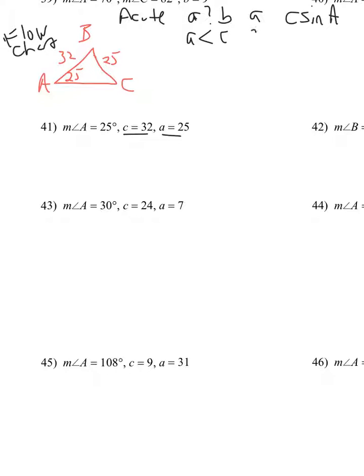So little side A is 25. C times the sine of A is 32 times sine 25. If I do 32 times sine 25 on the calculator, I get 13.5, and so that's bigger. So A is bigger than C sine of A, and if you follow the flow chart, that is, two triangles can be formed.